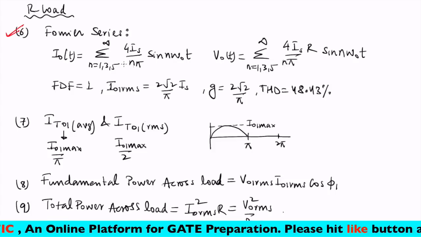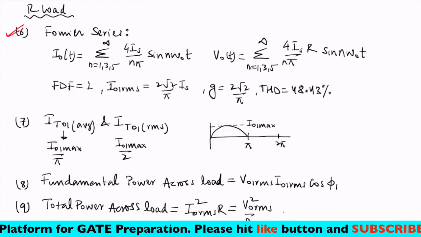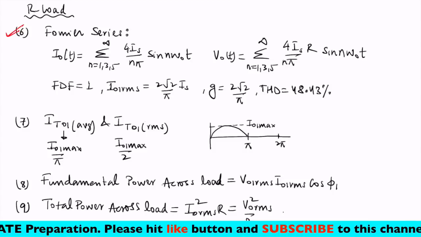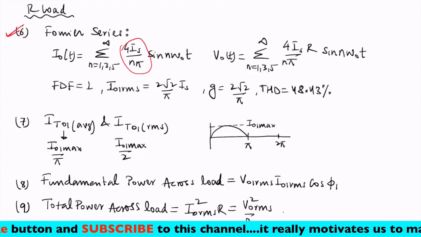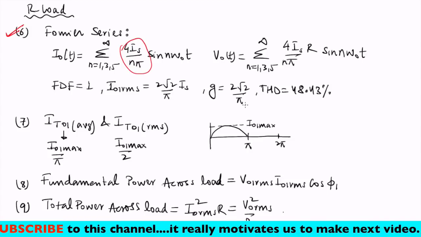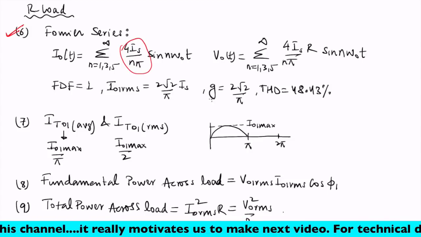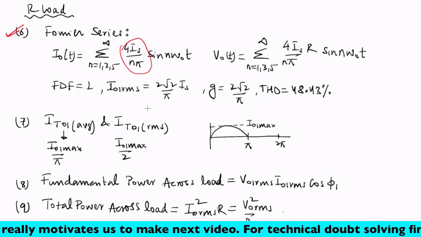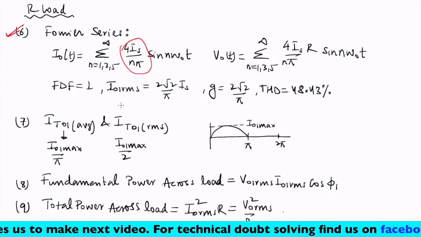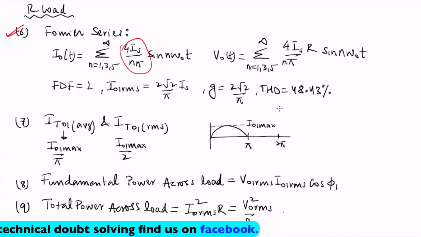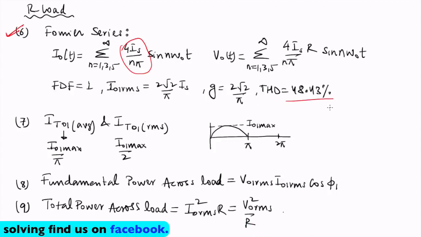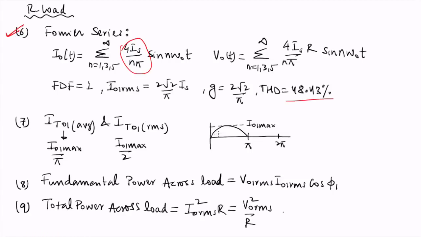I01 RMS I can easily find as 2 root 2 upon pi into Is, which is my I01 max. If I divide this by root 2, I will get the I01 RMS. Now I can easily find the distortion factor G, that is equal to I01 RMS upon I naught RMS, and here I naught RMS is equal to Is, so G will come out to be 2 root 2 upon pi, and THD, that is equal to 48.43%. So THD I am getting is the same as the single phase full bridge inverter.